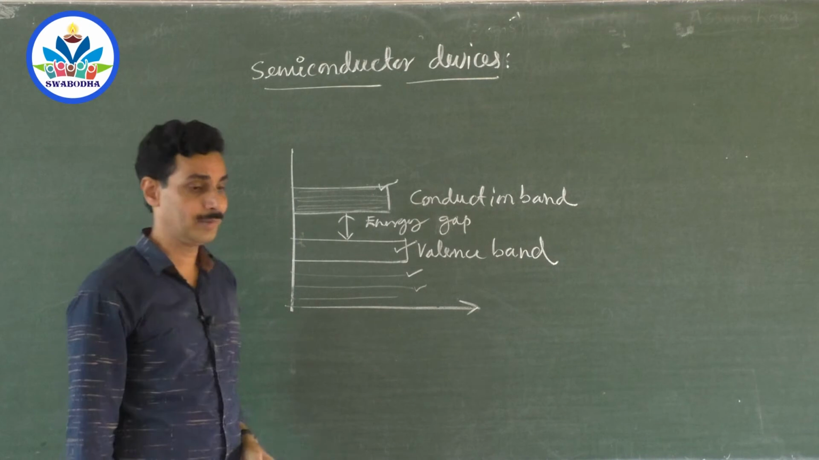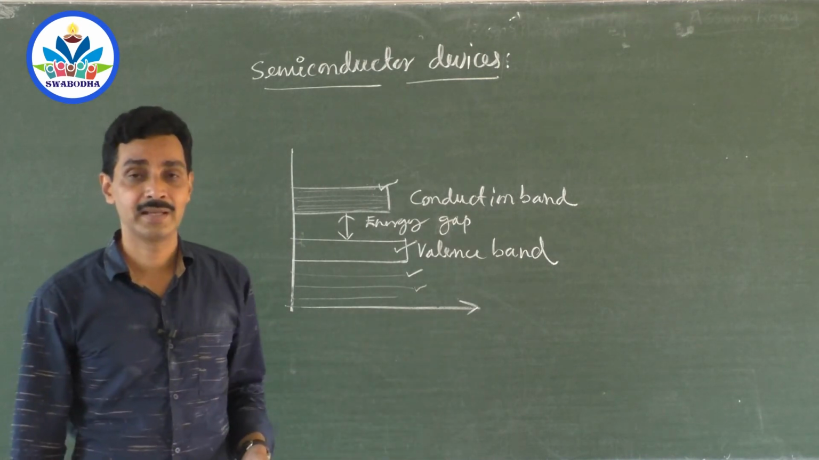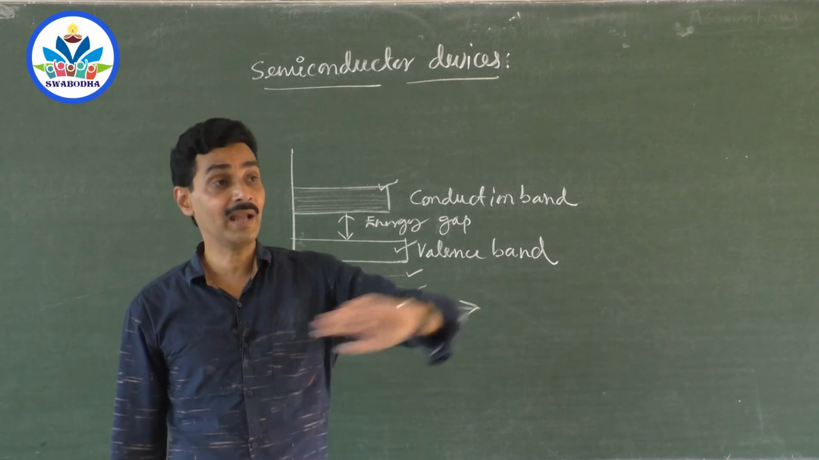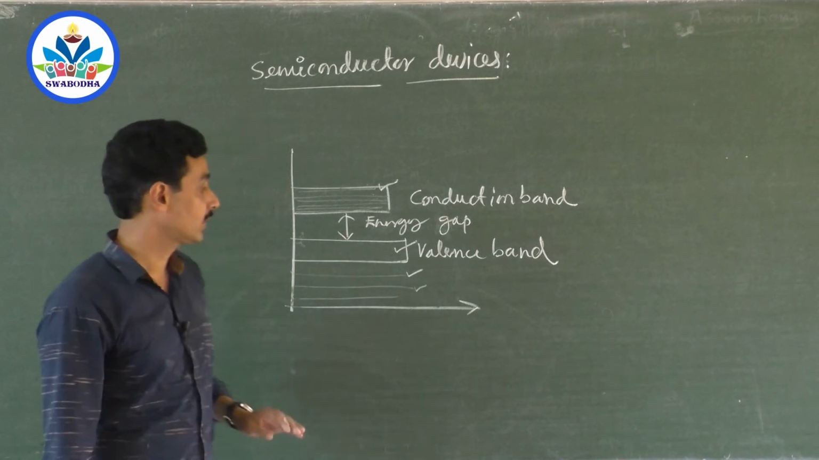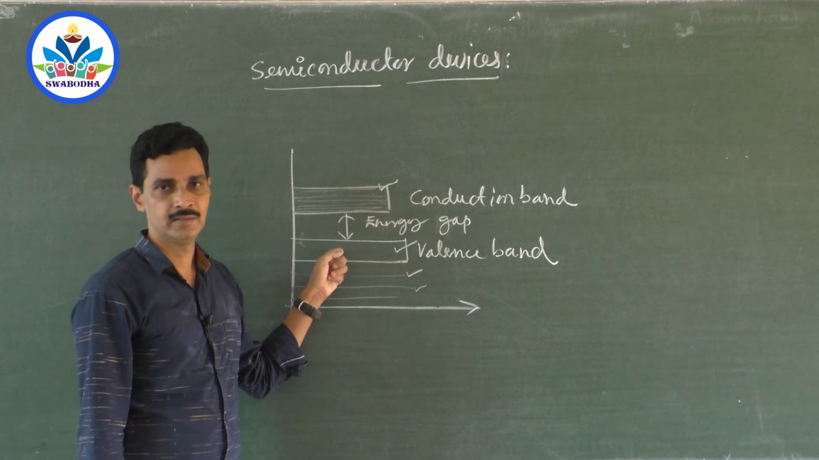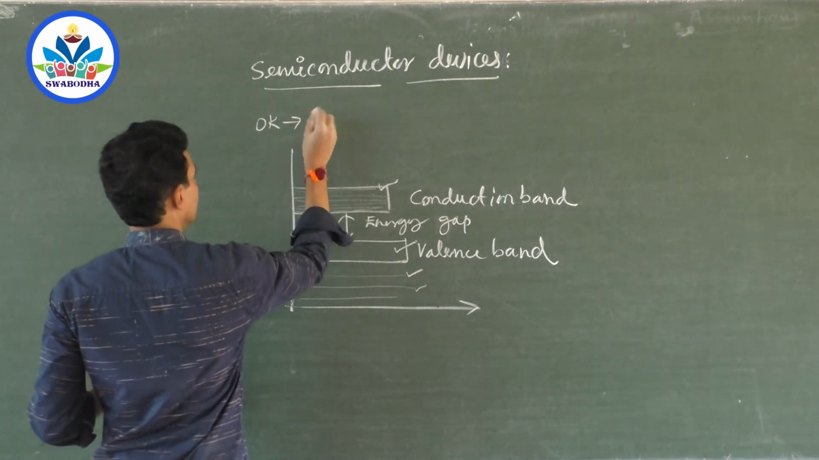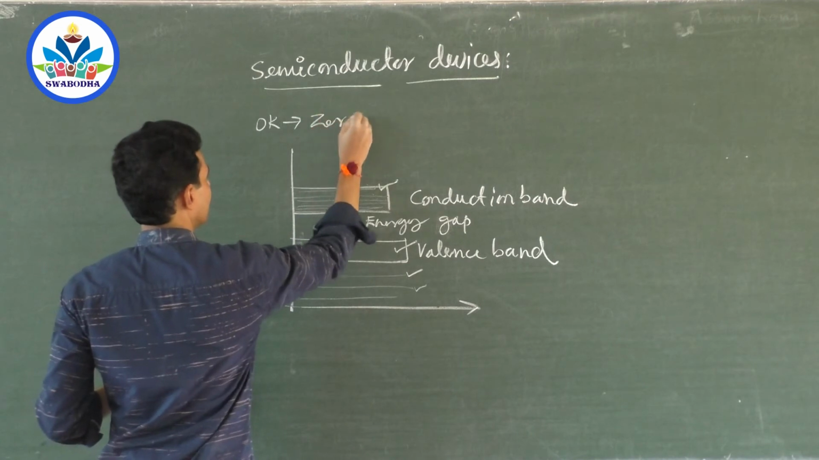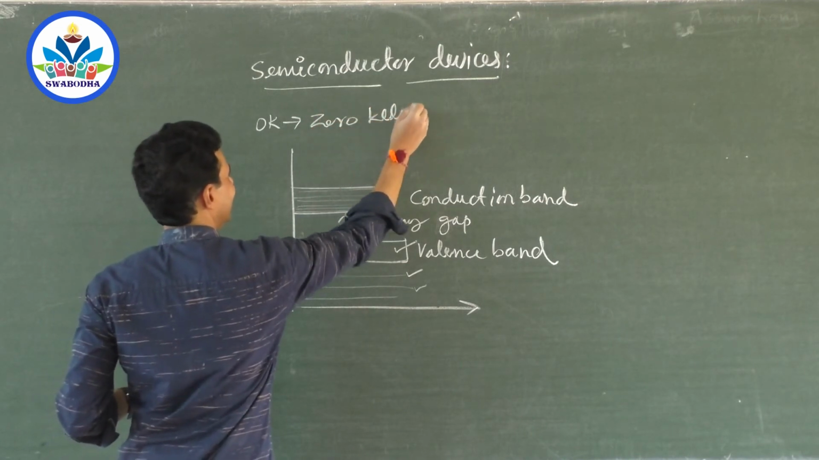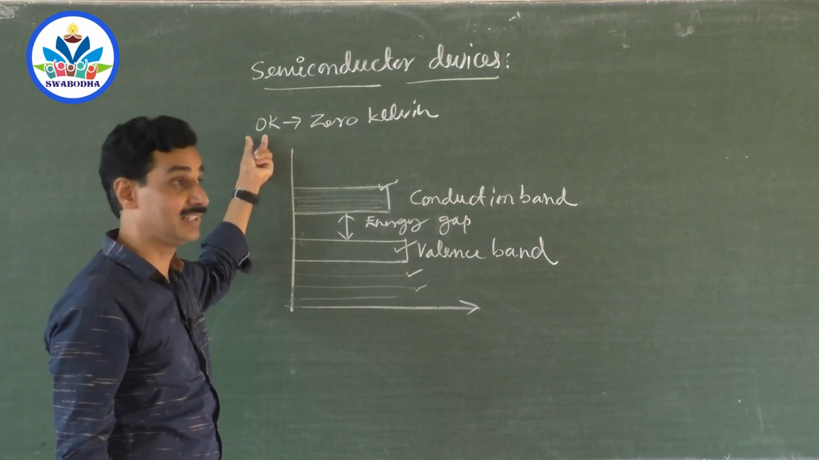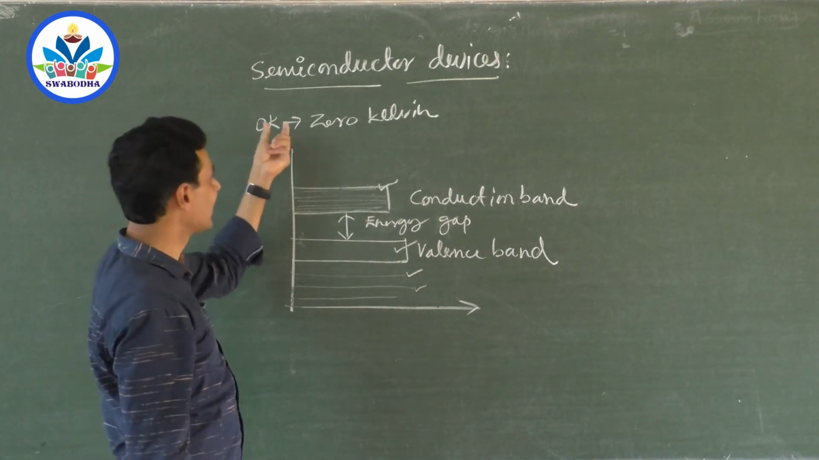So I am talking now about the case where there is no extra heat energy or nothing. When no extra energy is available, electrons will be found in the valence band. That means I call it 0 Kelvin. It is 0 Kelvin, right?